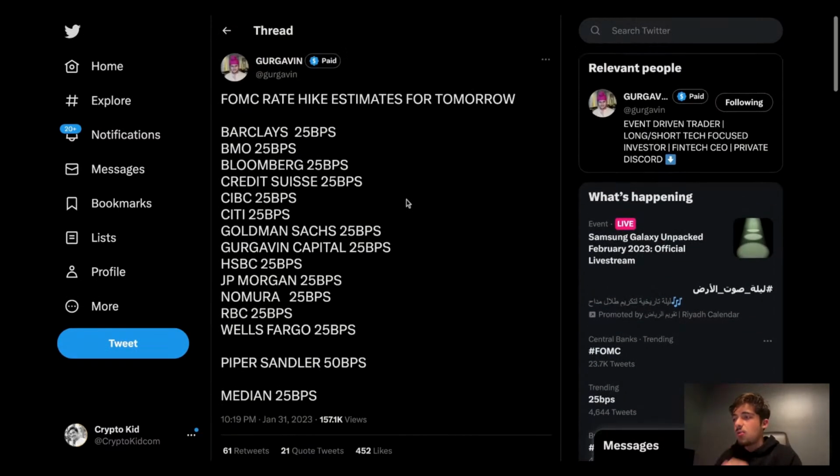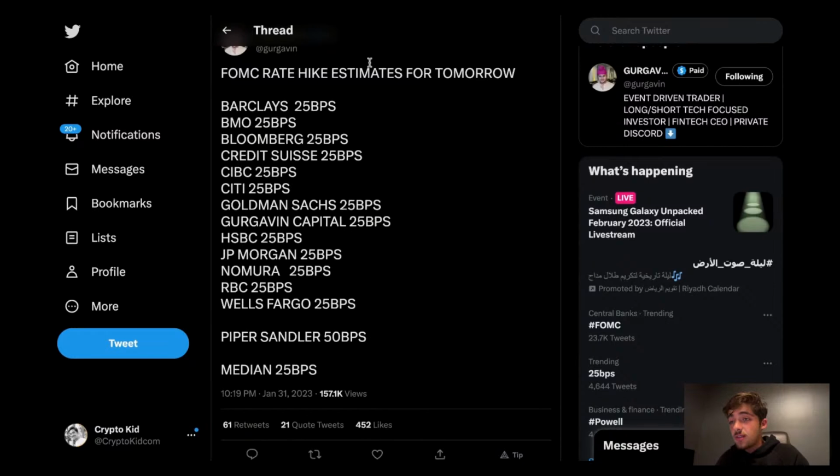This is by Gurgavin. Again, I really like him. He's pretty credible on Twitter social media, so you could follow him as well at Gurgavin. These are the predictions of the basis points from major banks. No one is predicting 50 basis points. You can see Goldman Sachs, JP Morgan, HSBC, they're all predicting 25 basis points.